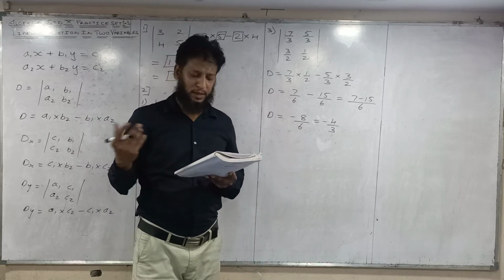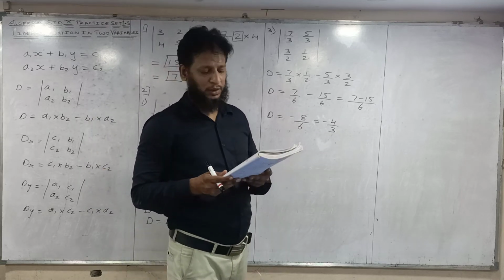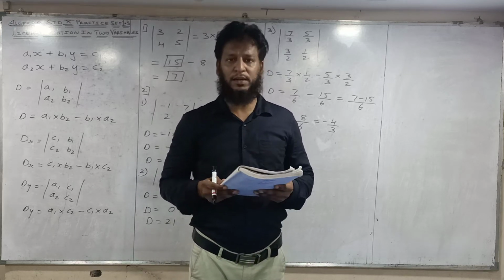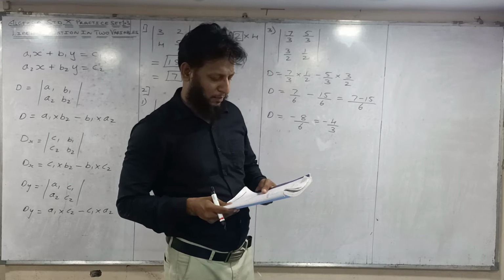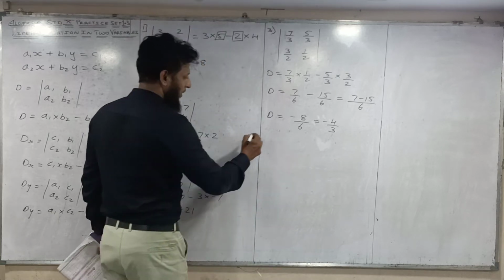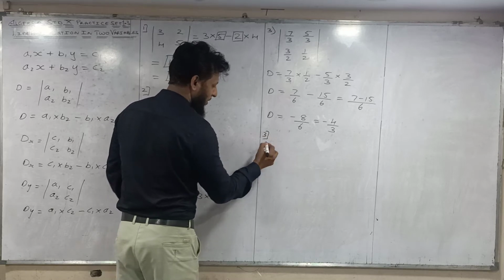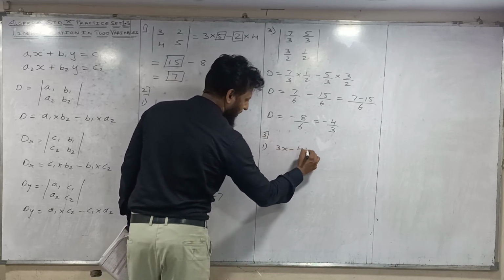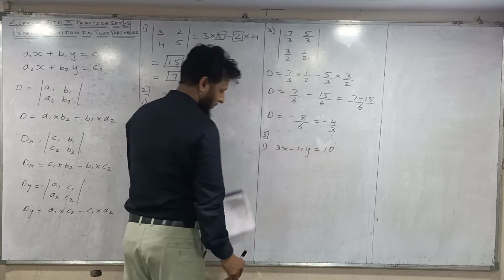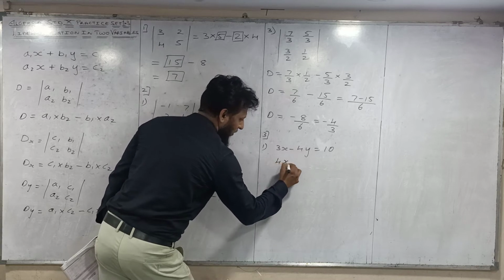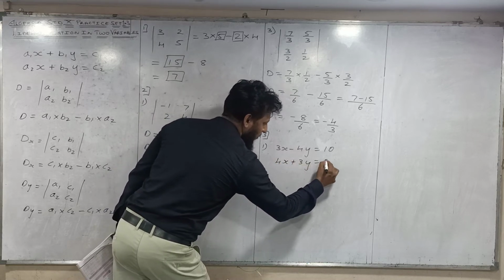Here we have done the determinants. Now in the third question, solve the following simultaneous equations using Cramer's rule. First sum: here you have to find the values of x and y. The first equation is 3x minus 4y is equal to 10, and the second is 4x plus 3y is equal to 5.